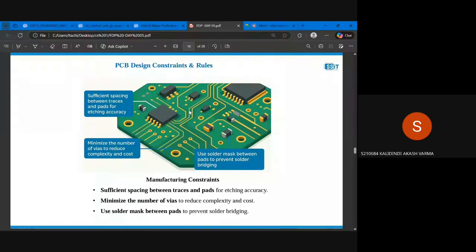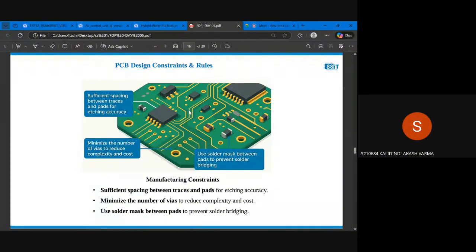In that case, the number of wires will increase, which is an undesired case. If the components are huge, we should go for a larger PCB size so that the number of wires will be reduced. Eventually, the cost of the PCB will come down.